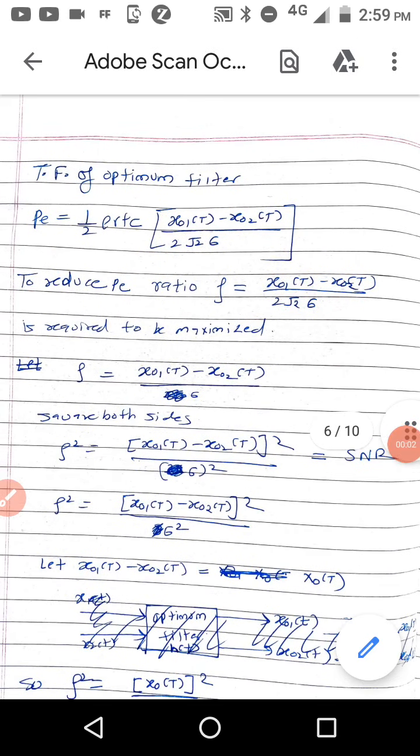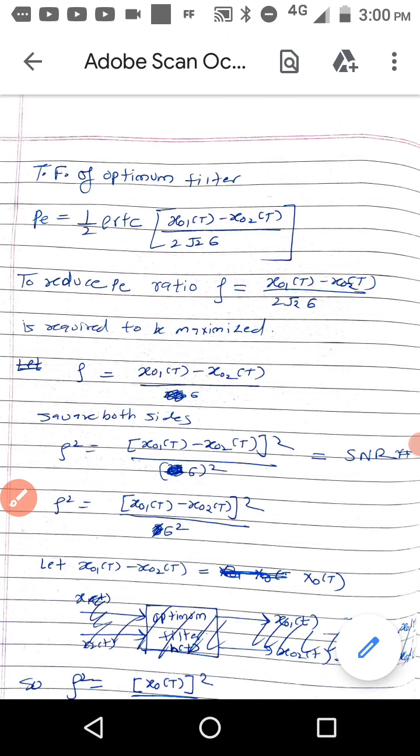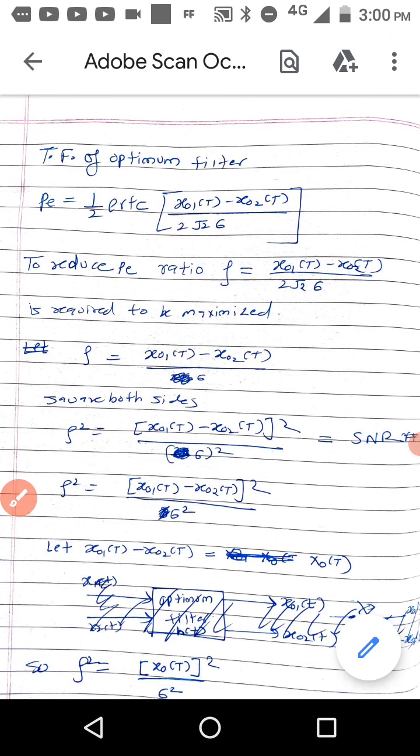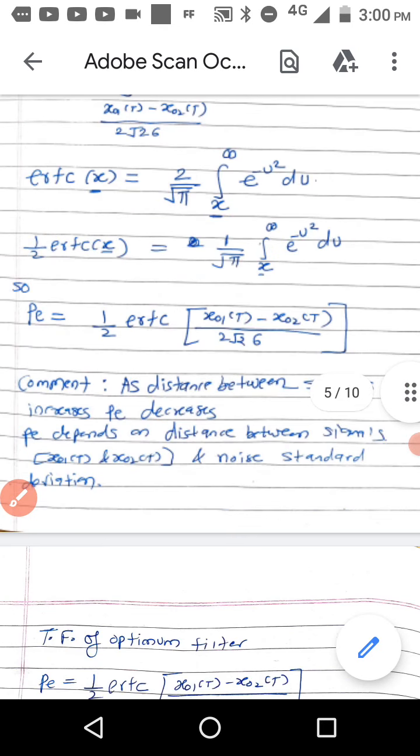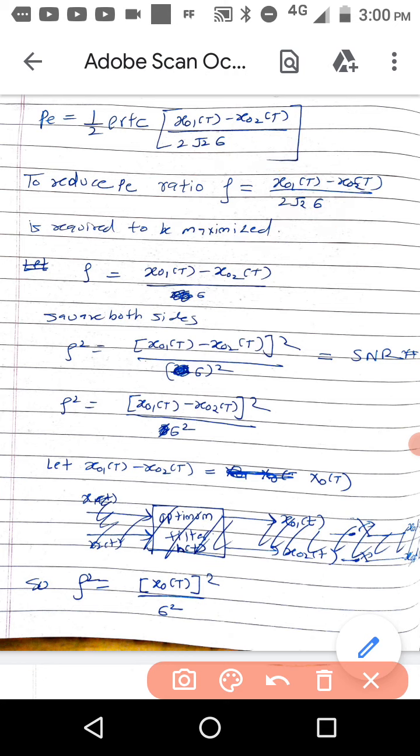So in this video we will find the derivation for the transfer function of the optimum filter. In the first video on the optimum filter we have seen that the probability of error has this equation. Now to reduce the probability of error we have to increase this ratio, x naught 1(t) minus x naught 2(t) divided by sigma. That ratio we are showing by rho.